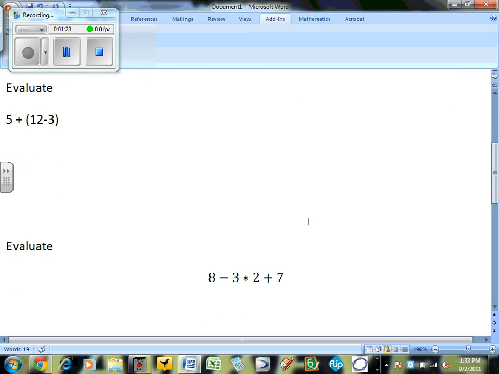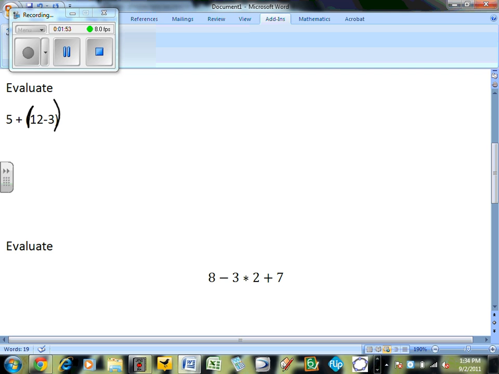Let's start here. It says evaluate 5 plus parentheses 12 minus 3. Please excuse my dear Aunt Sally says we need to use the parentheses first. So we need to do whatever's inside the parentheses first. And within these parentheses, we need to do the order of operations again. Is there any parentheses inside the parentheses? No. Are there any exponents? No. Is there any multiplying, dividing? No. Adding, subtracting? Sure. Whichever one comes first from left to right.